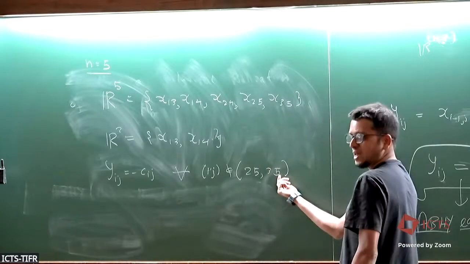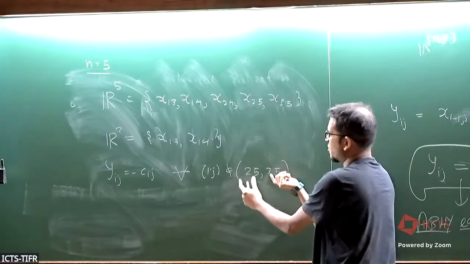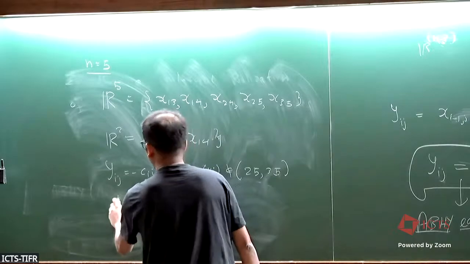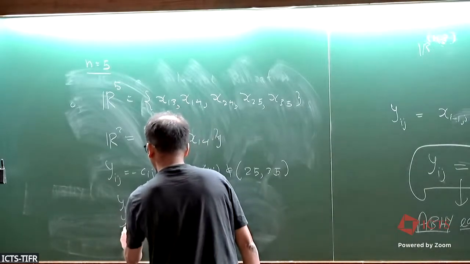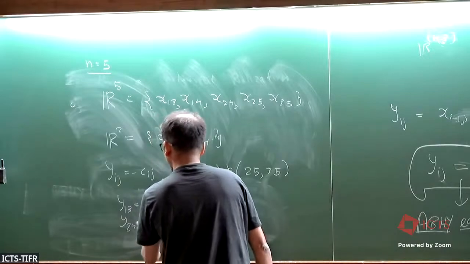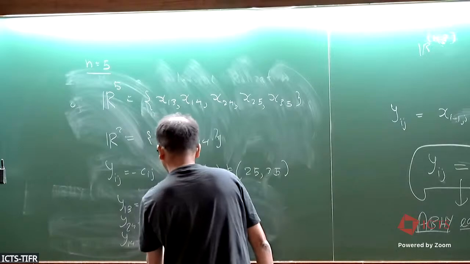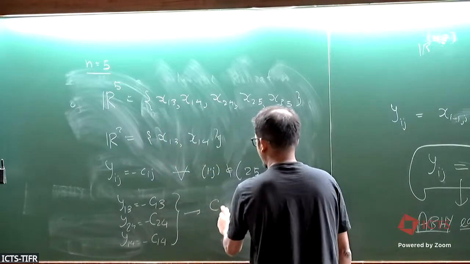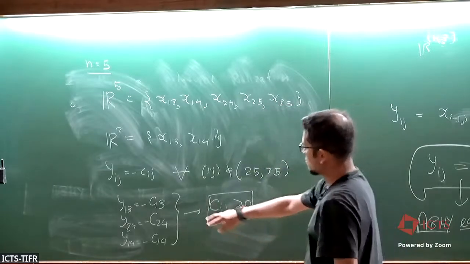Which means I have 3 equations because I am removing 2, and the total number of chords is 5. I am writing this equation for everything except 2 chords. So I have 3 equations, and those equations are y13 is minus c13, y24 is minus c24, and y14 is minus c14. Just to remind you, all the c's have nothing to do with each other except they are all positive. And now what you do is you solve these equations.